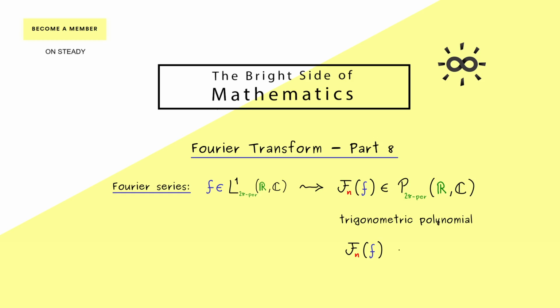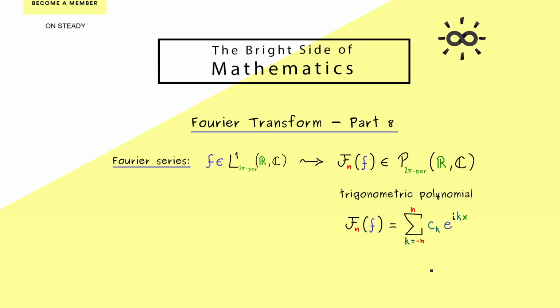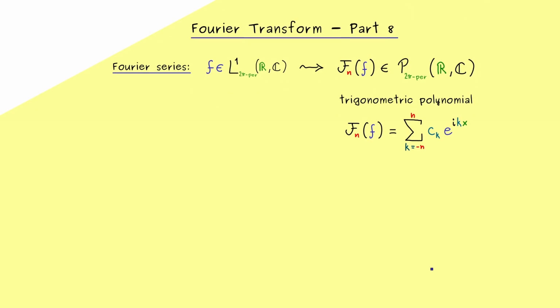Moreover, we know the best way to write it down is to use exponential functions. Because then it's just a sum from minus n to n with ck e to the power ikx. And the complex numbers ck are the Fourier coefficients which are easy to remember in this form. Namely, it's just 1 over 2 pi and then we have the integral of f where we also have e to the power minus ikx inside. Obviously, this integral exists by assumption, therefore this trigonometric polynomial is always well defined for every n.